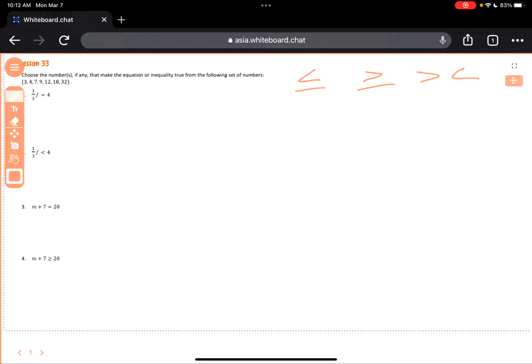Now, number 1 says 1/3 F equals 4. How are we going to answer that? How are we going to figure out what F is? This is an equality because there's an equal sign. So that means if there's an equal sign, how many numbers could be correct? There's only going to be one, if there's any at all. There's only one number that can equal, okay? So how are we going to do this?